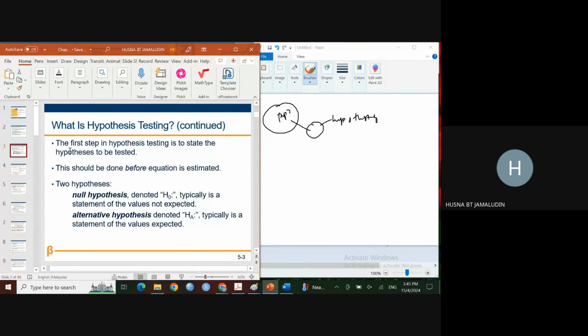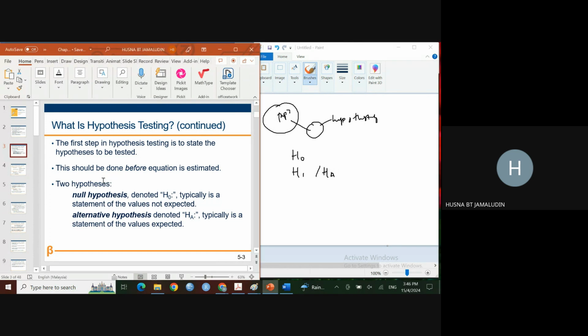Next. The first step in hypothesis testing is to state the hypothesis. So you have a plural here. Why is that? You're going to have H null and H1. You're going to have the null hypothesis, which we put here as H null, and H1. Sometimes people put HA, the alternate hypothesis. So both are okay, both are fine.